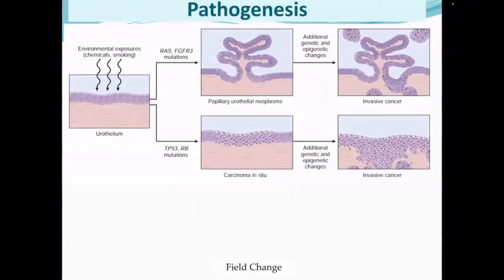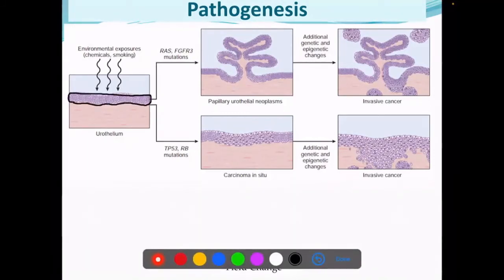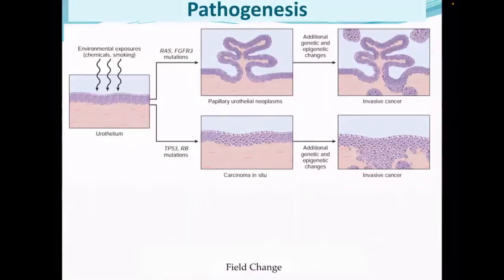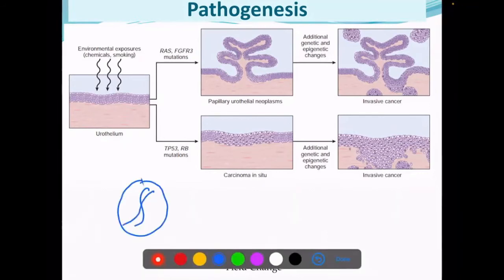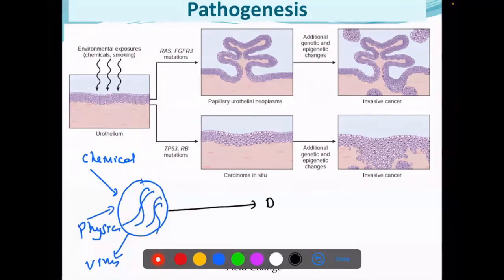Pathogenesis of bladder cancer. This is the epithelial surface, this one. Epithelium, okay. And this is the muscular layer. So when there is an insult or irritation of the bladder mucosa by these carcinogens for a longer time, then it leads to mutation of the DNA inside this epithelium. Whenever there is an insult to the gene or DNA, the insult may be by chemicals, or maybe by physical agent or virus, whatever the source is, there's a DNA damage.